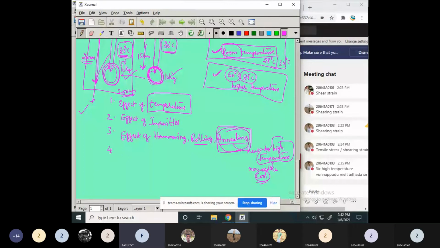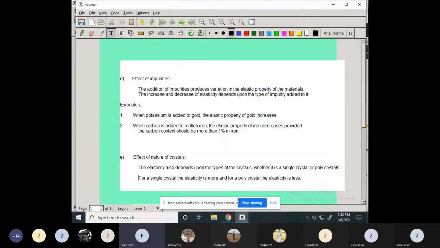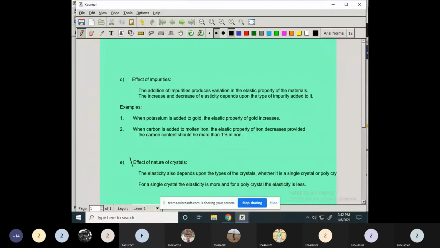Okay, let me check here. I had provided certain facts here. So here we had seen about the effect of impurities. Now here, the nature of the crystal. Now how can you give this effect, nature of the crystal? Now let us take one example.